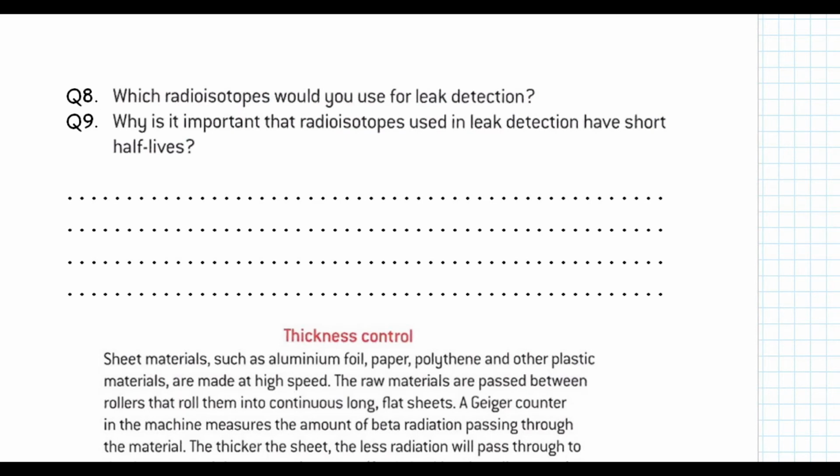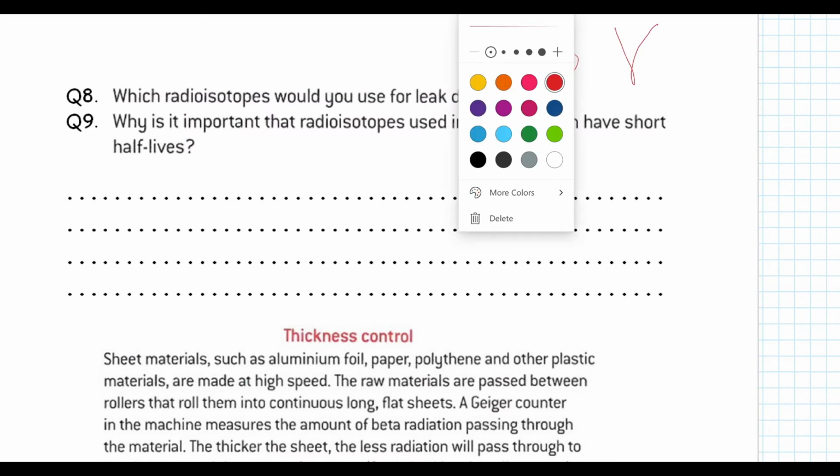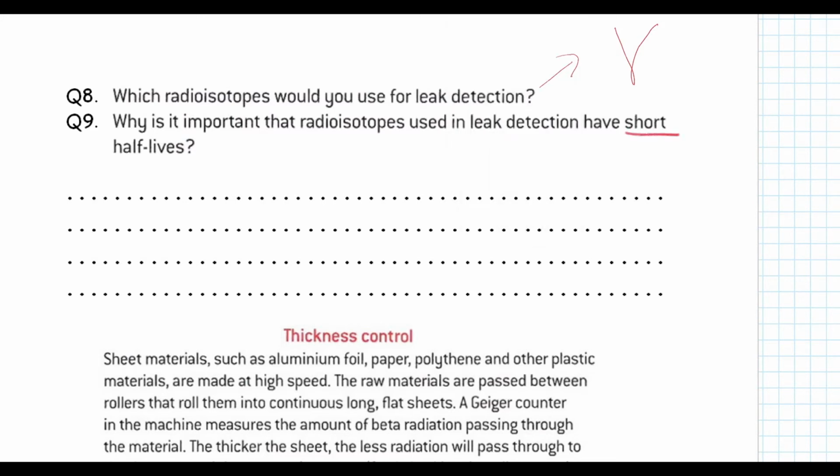Well, question 8 and 9 you can answer. First of all, for question 8, which isotopes would you use for leak detection? Well, it's got to be able to penetrate through the ground, so it needs to be gamma. And also, you want something with a short half-life, because you don't want that ground being radioactive any longer than needed. You only need it perhaps for a few hours. So again, something like technetium would be a good radioisotope to use.